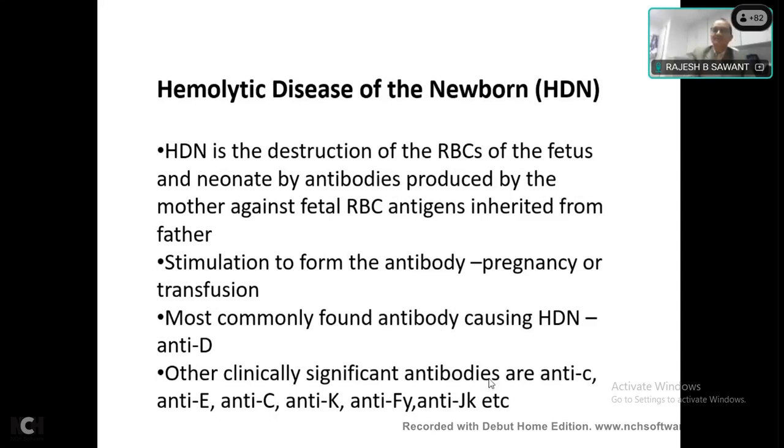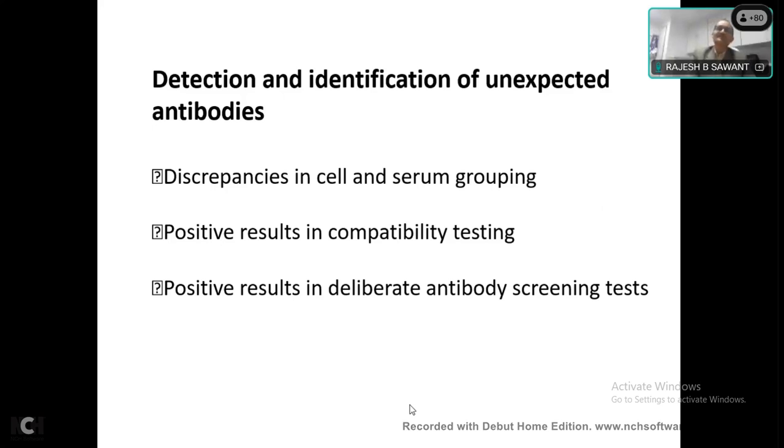So here, the thing I want to highlight is that most of the antibodies that are involved in hemolytic disease of newborn belong to the Rh group, right? So anti-little c, anti-capital E, capital C, anti-K, right? All these are the commonest causes of hemolytic disease of newborn, and therefore Rh phenotyping of our donor and recipient is very, very important, right?